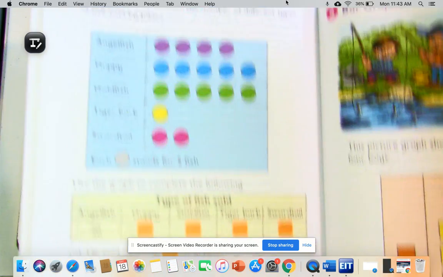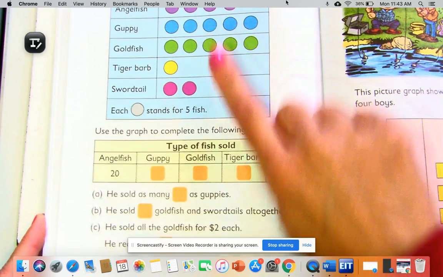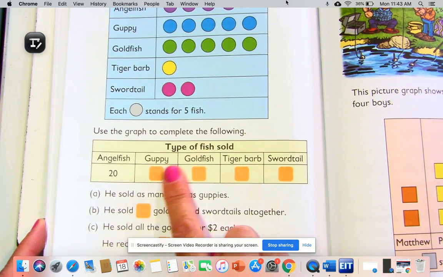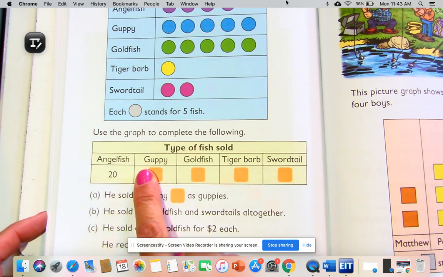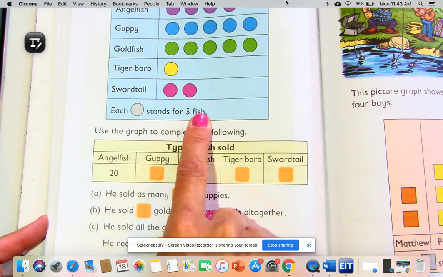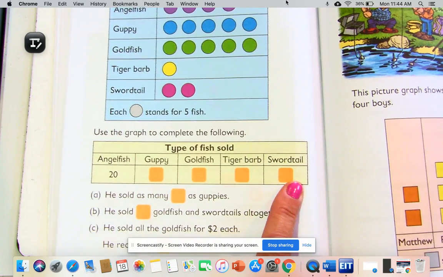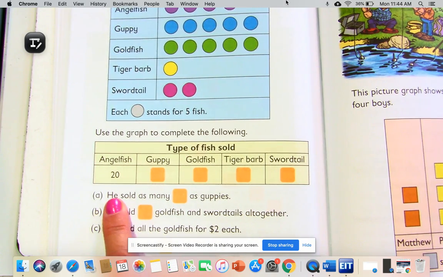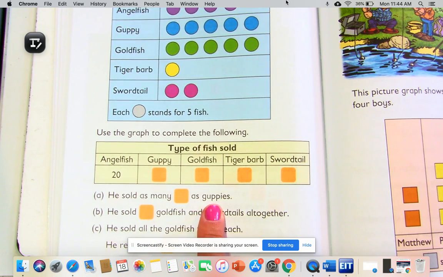It says use the graph to complete the following. Okay, so now they've given us the graph and they want us to fill in this table. So it's reversed to what we were working on the other page. They gave us the table and we had to figure out the graph. But here they're asking us to fill in the table. So, he sold as many blank as guppies.